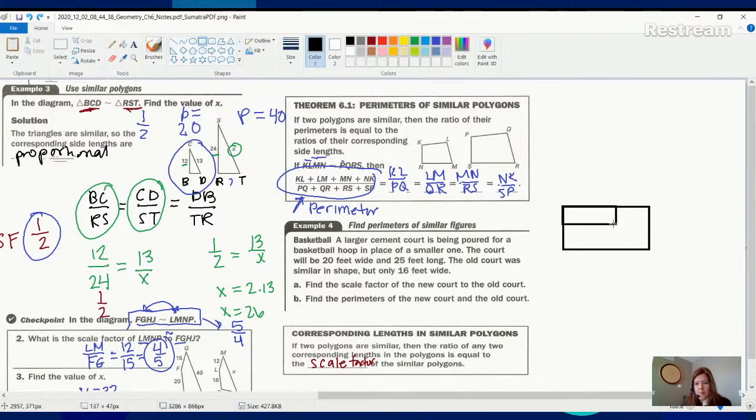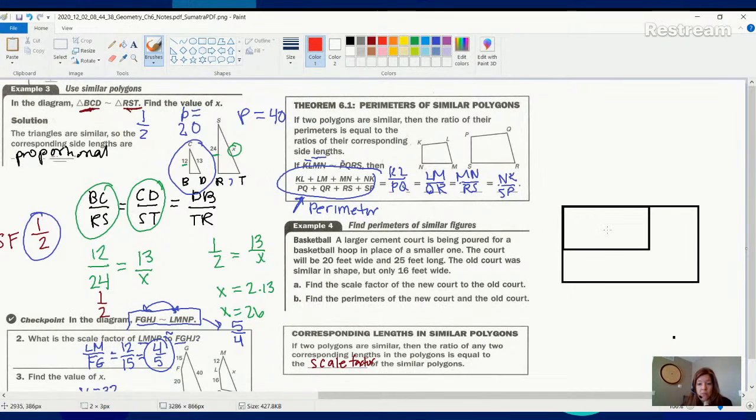Rivers is going to update her basketball court. A larger cement court is being poured for a basketball hoop in place of a smaller one. So the small rectangle is the old basketball court, and the new rectangle is the newer one, right?